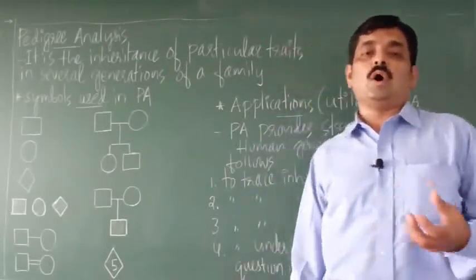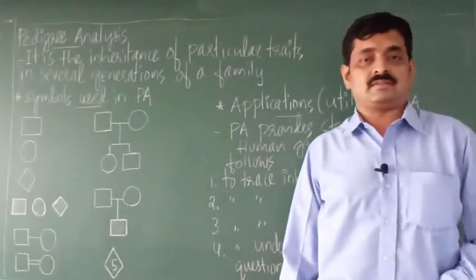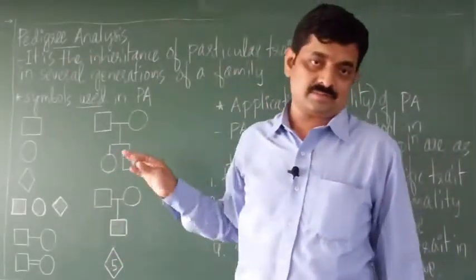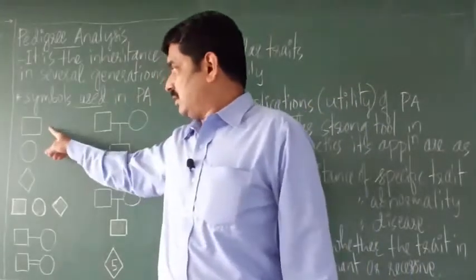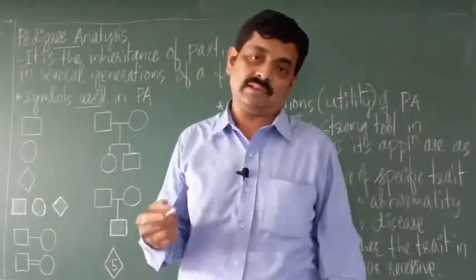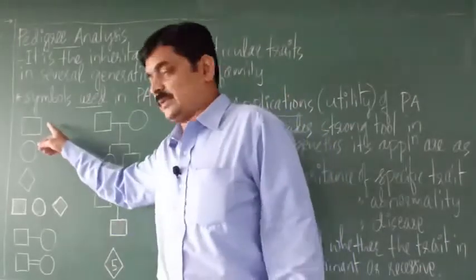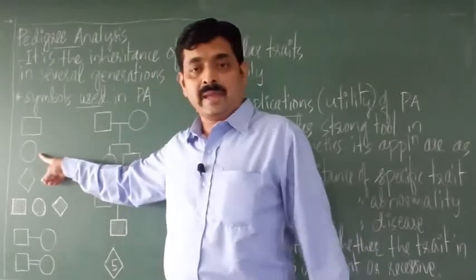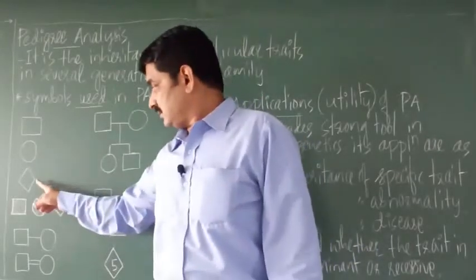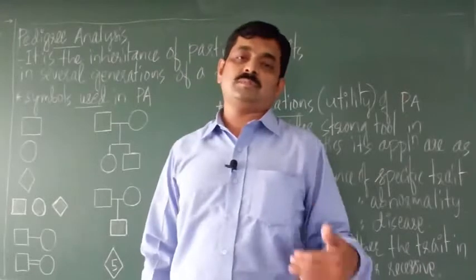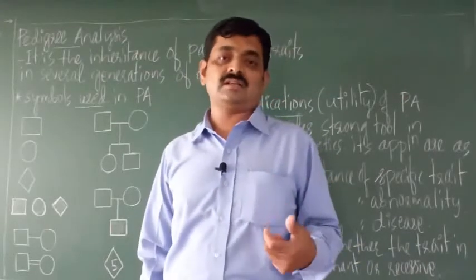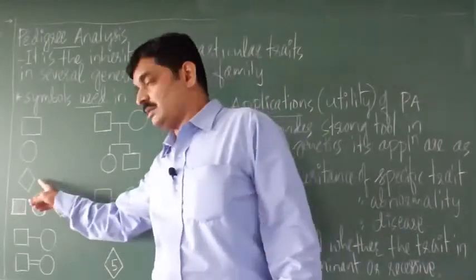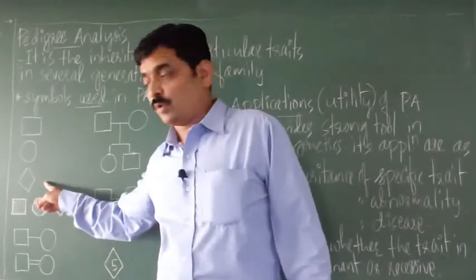There are certain symbols which are used in pedigree analysis. These are the various symbols used. The first symbol indicates male. Males are represented by this symbol. Then this symbol indicates the female. Then this symbol indicates unspecified sex, or unknown sex. The unknown sex is represented by this symbol.